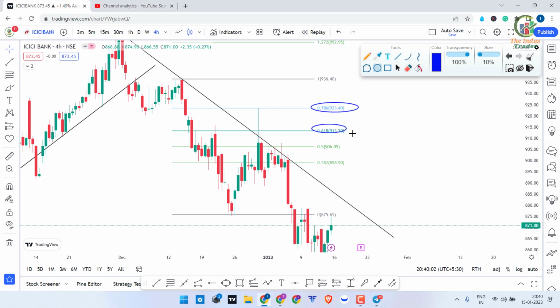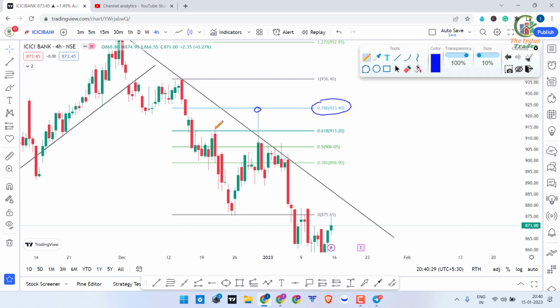0.7, 0.6, 0.5, 0.3. These are the levels which can act as support and resistance. In a downtrend, as I said, we only focus on resistance. So these are resistance levels, and you can clearly see here. Let me also show you, this particular candle got rejected from 0.7.